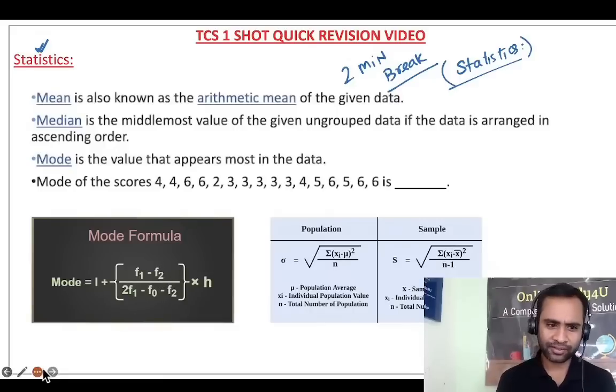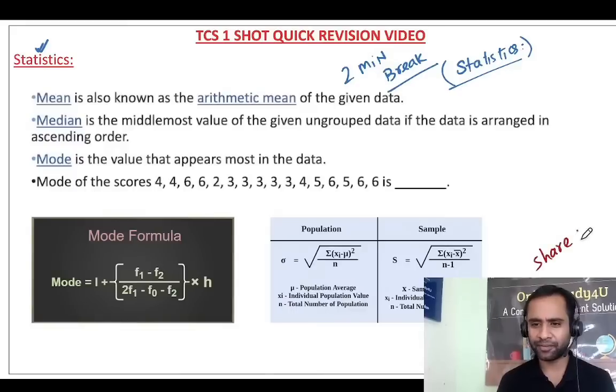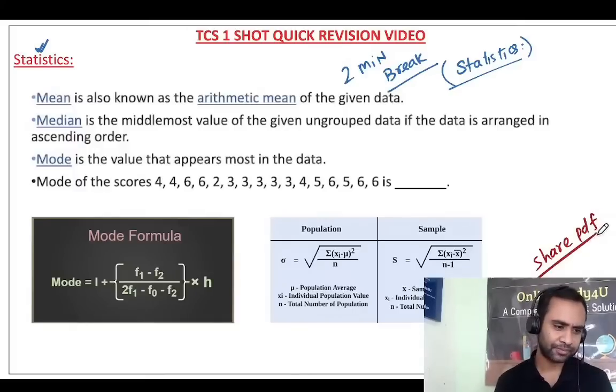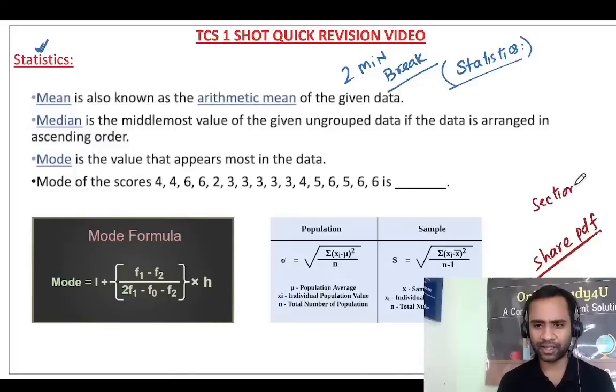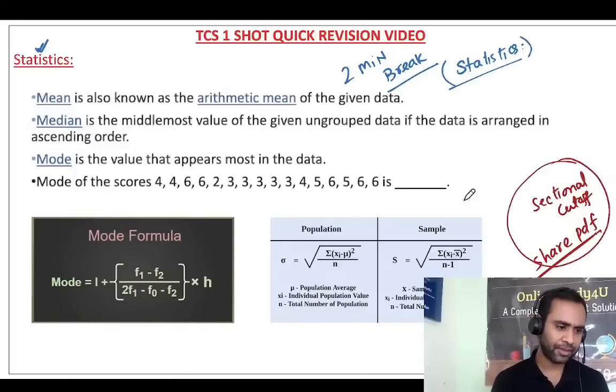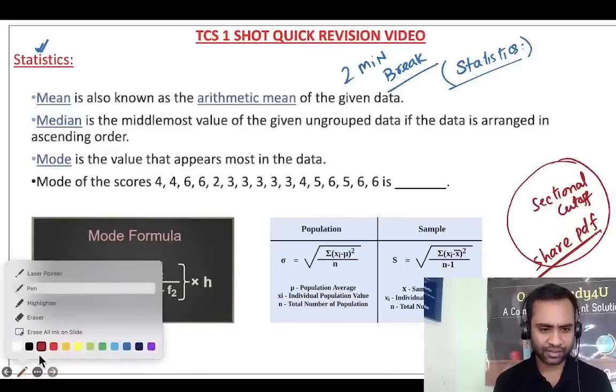Now let us understand what is the mean. I will share this PDF with everyone. There will be a cutoff in every section, sectional cutoff will be there. Section switching is not allowed.